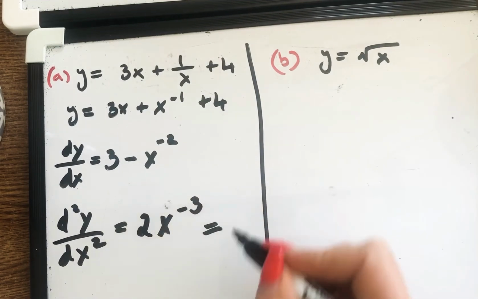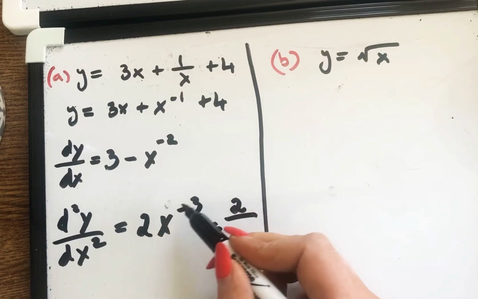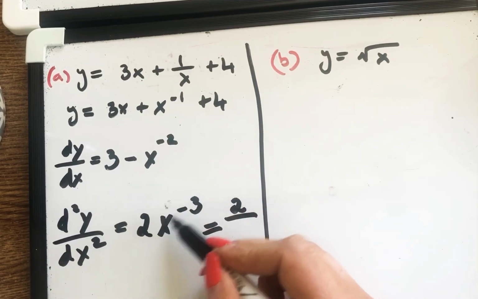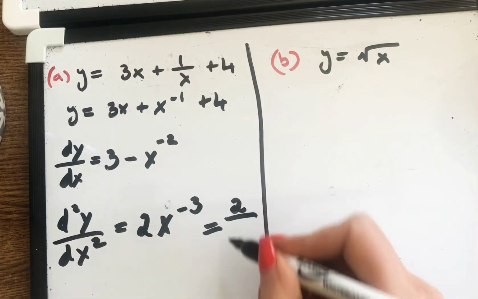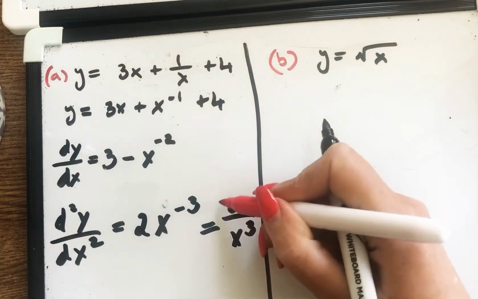And if we want to tidy it up, well, we can leave the 2 on the top, and because we have an x with a negative power on it, all of it goes under the line, and you change the negative power to a positive power. So that there is the answer to the first part of the question.